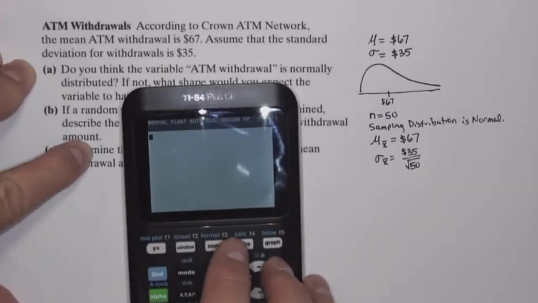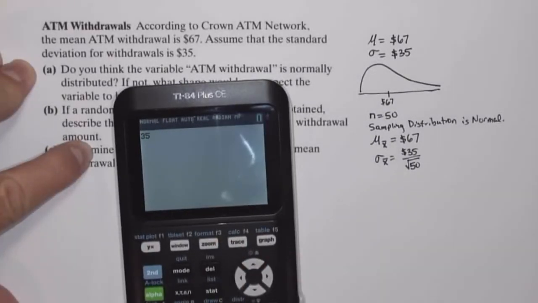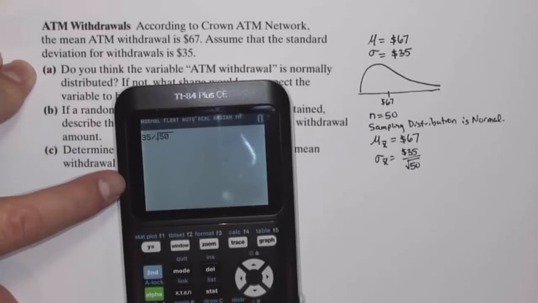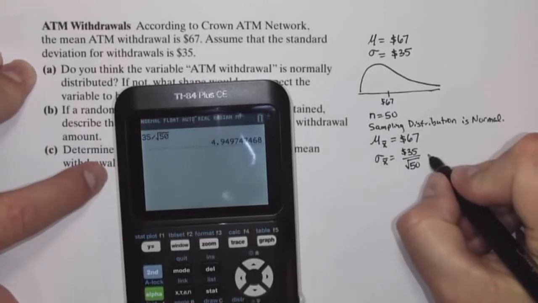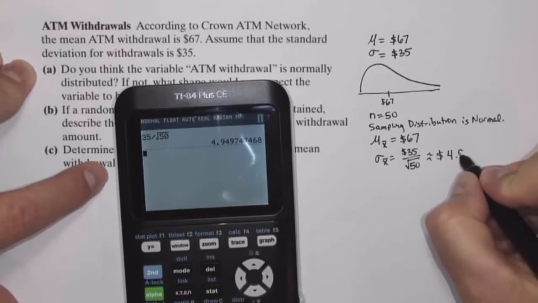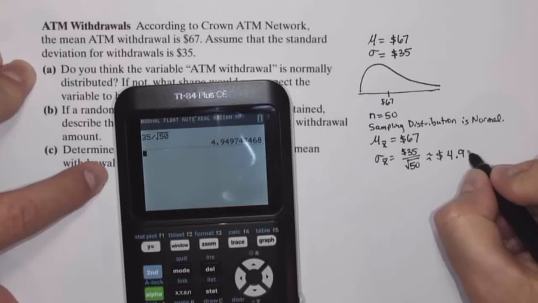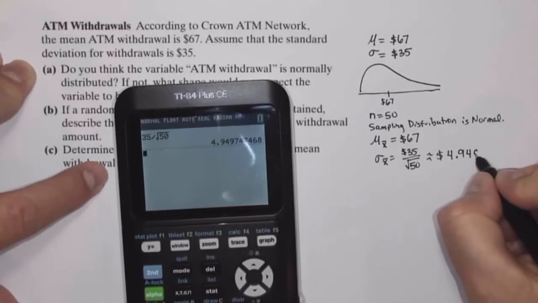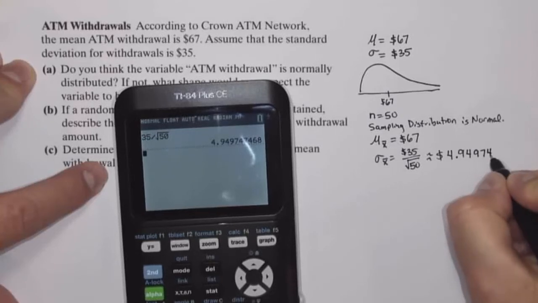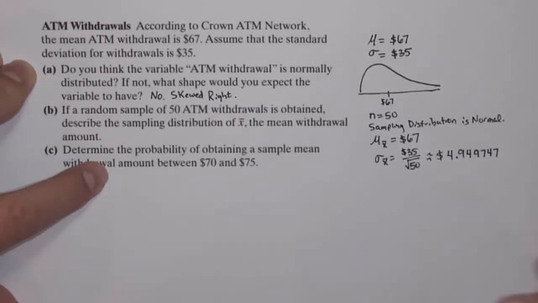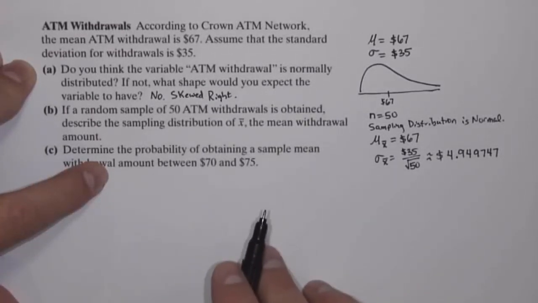Let me pull in my calculator here. If I take 35 divided by the square root of 50, that is going to be approximately $4.95, but I'm going to carry out the decimals past 95 cents, so I'm going to say 4.949747. So approximately $4.95 would be the standard deviation for this sampling distribution.